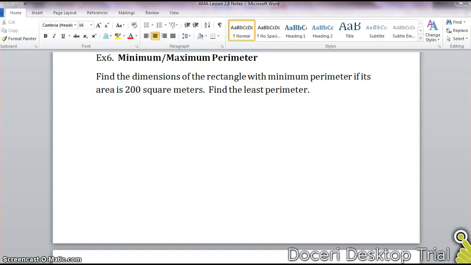Okay, so for our next one, we've got minimum or maximum perimeter, and what we're looking for is, again, we're going to look at a graph, and it says find the dimensions of the rectangle with a minimum perimeter if its area is 200 meters squared. So I'm going to draw a rectangle, and normally we think of it as length times width. We know that length times width is the area, and the area is 200 meters squared.